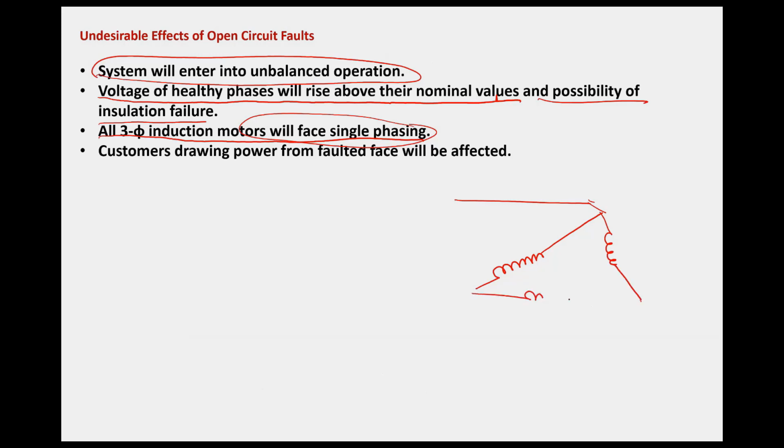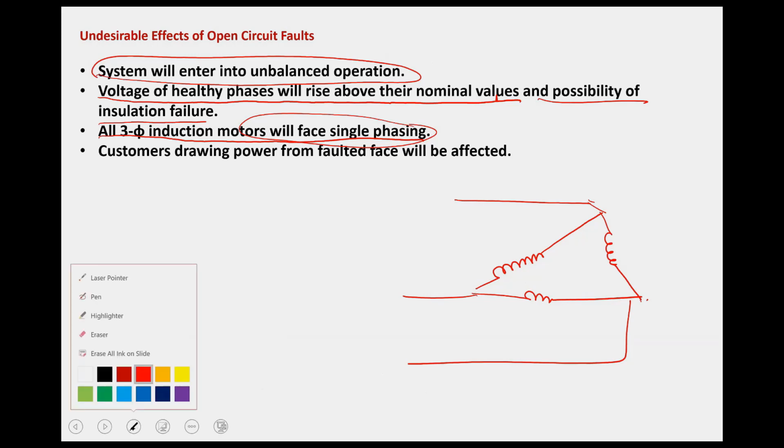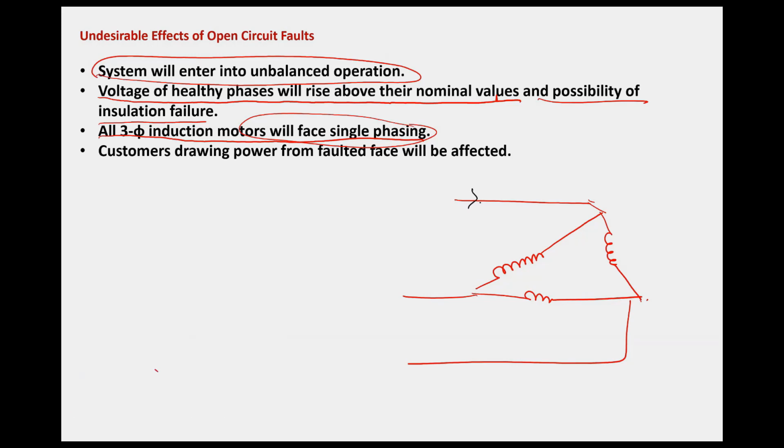So for a delta connected motor, suppose this is R phase, this is Y phase and B phase. If one of the phases gets disconnected, then it will enter into single phasing. Okay. So whichever phase is disconnected, this winding will get burned. This winding will get overheated. That is called single phasing. So that is one major problem.